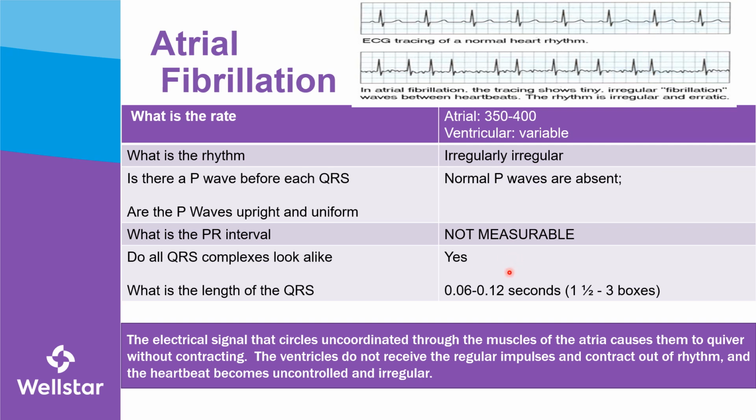Do all QRS complexes look alike? Yes, they do, and the length is consistent, 0.06 to 0.12 seconds. The electrical signal that circles uncoordinated through the muscles of the atria causes them to quiver without contracting. The ventricles do not receive the regular impulses and contract out of rhythm, and the heartbeat becomes uncontrolled and irregular.